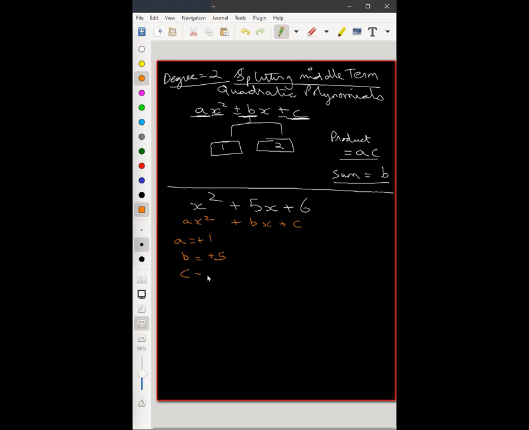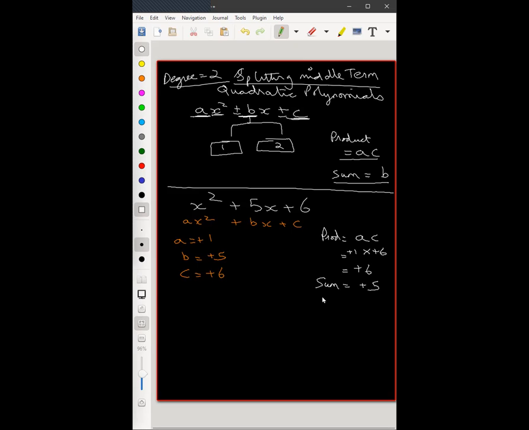And what is c over here? Plus 6. Remember to write down the plus minus because these are important. Okay. Now, look at this. So what are we saying? We want the product to be a into c, which is plus 1 into plus 6, which is plus 6. Right? And we want the sum to be the center term, which is plus 5.